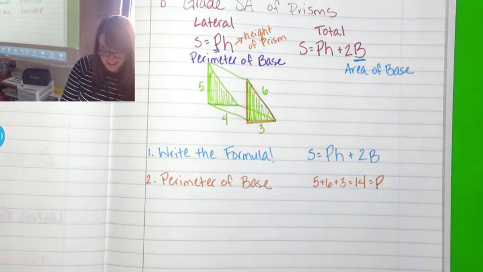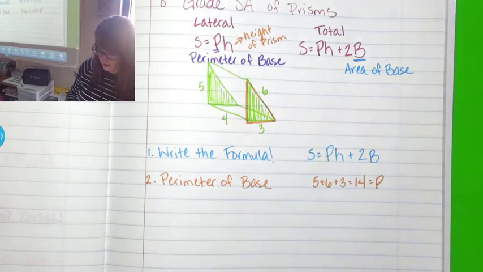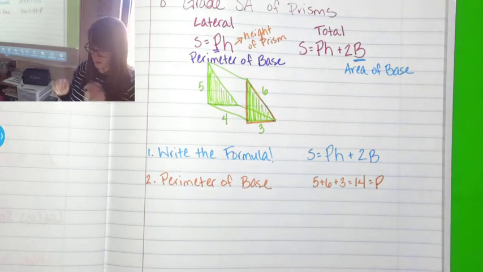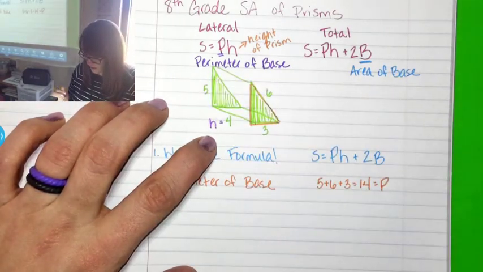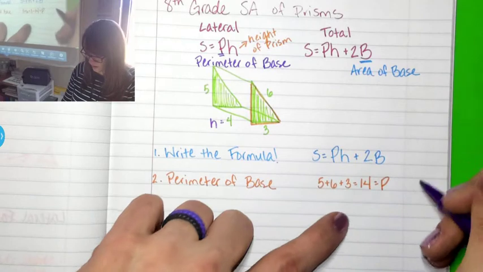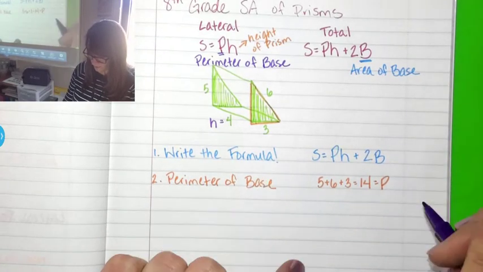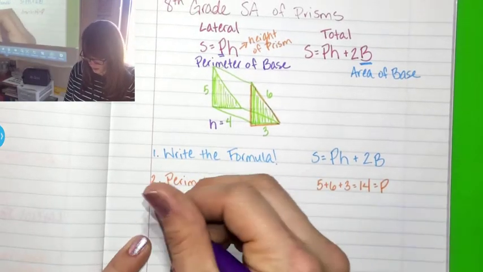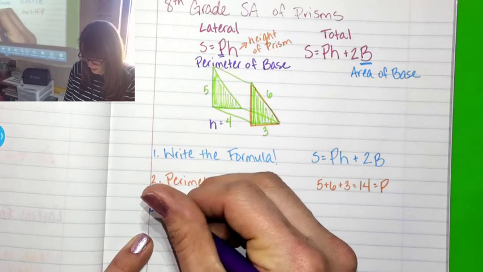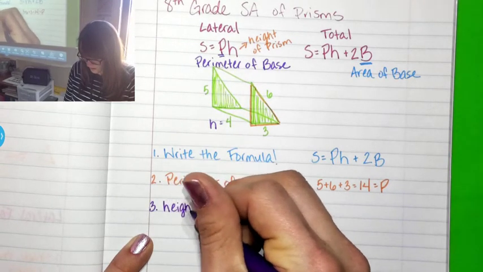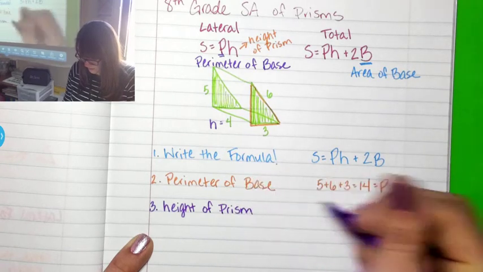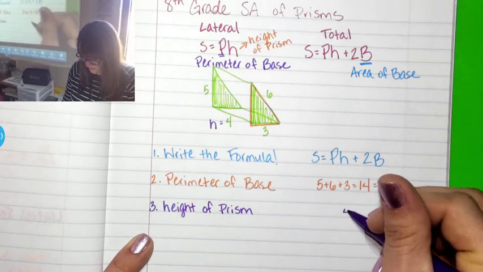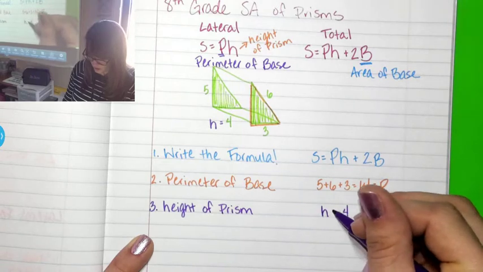What is the distance between my bases? 4. That is H. So up here, label that H. Step 3, height of prism is 4. H equals 4.